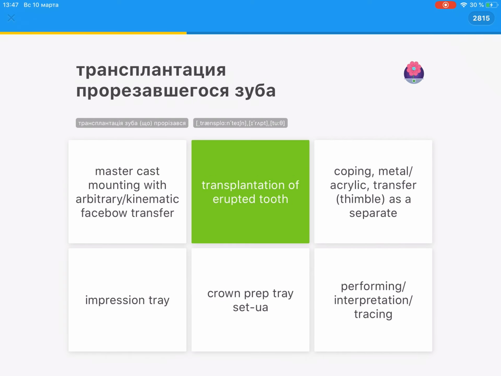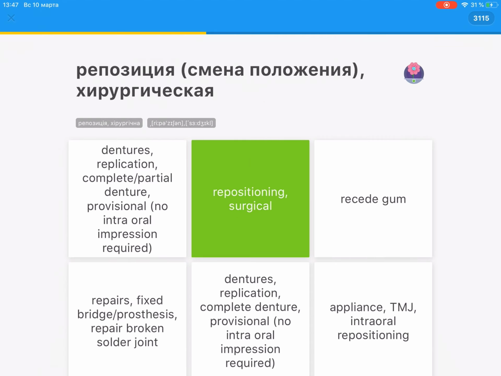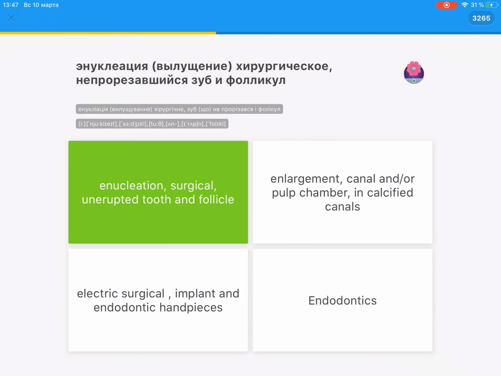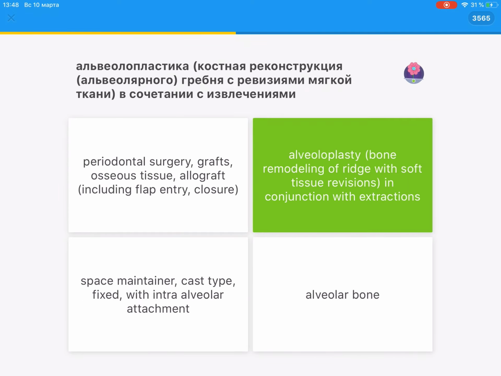Transplantation of erupted tooth. Transplantation of unerupted tooth. Repositioning, surgical. Enucleation, surgical, unerupted tooth and follicle. Removal of fractured cusp as a separate procedure, not in conjunction with surgical or restorative procedures on the same tooth.